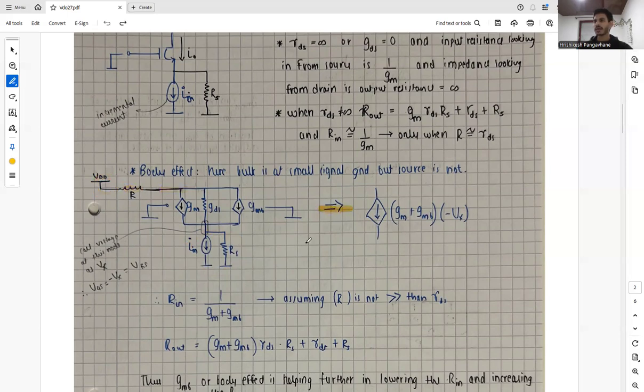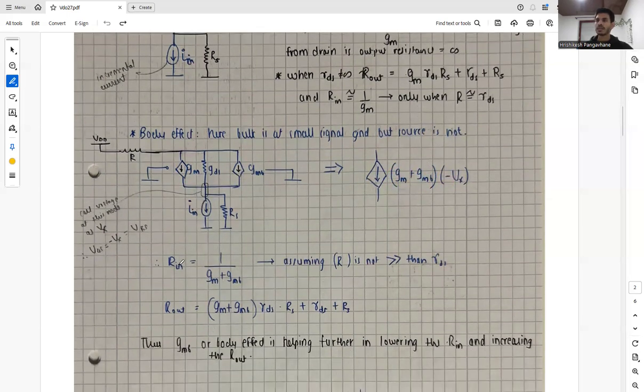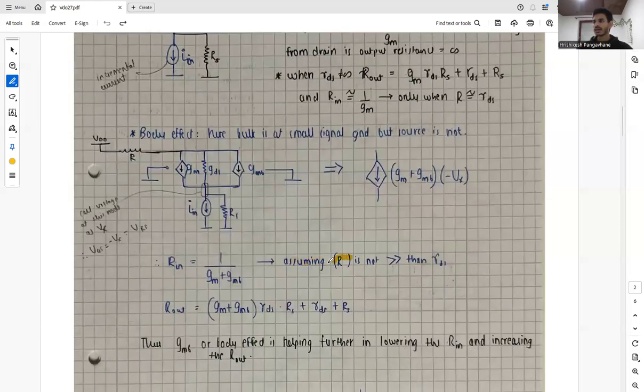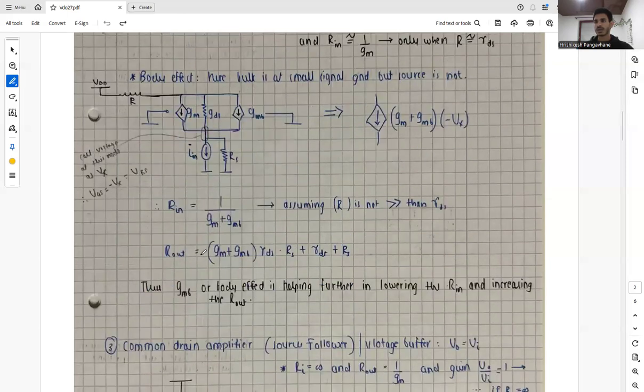So basically, let's call the voltage at this node Vx, so VGS is nothing but minus Vx, and VBS is also nothing but minus Vx, and these two parallel controlled current sources can be represented as GM plus GMB times minus Vx. Thus the input resistance looking in from the source comes out to be 1 upon GM plus GMB, where initially it was 1 upon GM. Assuming that R is not too great compared to RDS, the output resistance looking in from the drain comes out to be GM plus GMB times RDS times RS plus RDS plus RS.